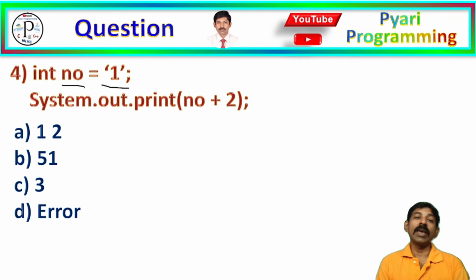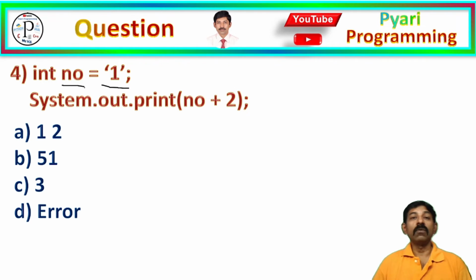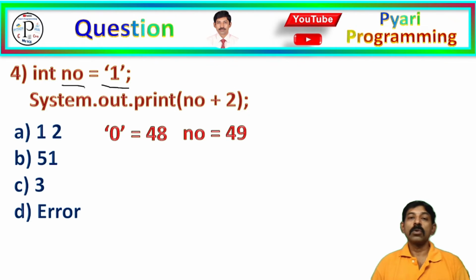Obviously, the 1 is enclosed within quotes. That means it is character type. And when we are going to store the character in an integer, its ASCII value is going to be stored. So we'll see what is the ASCII value of your 0, that is 48. So NO will store your 49 because now I'm going to store 1. So 1's ASCII value is your 49.